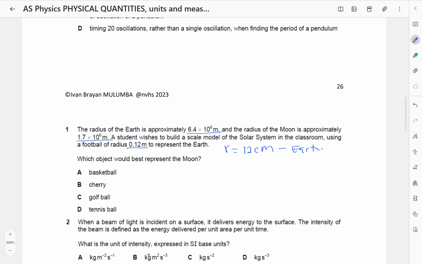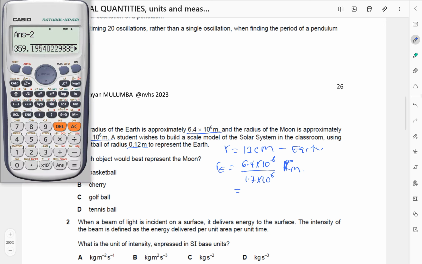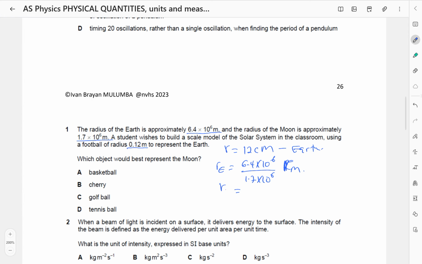And we can compare the radius of the Earth with that of the Moon. So the radius of the Earth is equal to 6.4 times 10 power 6 divided by 1.7 times 10 power 6 times the radius of the Moon. I'm trying to find how many times the radius of the Earth is bigger than that of the Moon. So that is 6.4 divided by 1.7, which is 3.7. That is approximately 4 times. So the radius of the Earth is approximately 4 times the radius of the Moon.